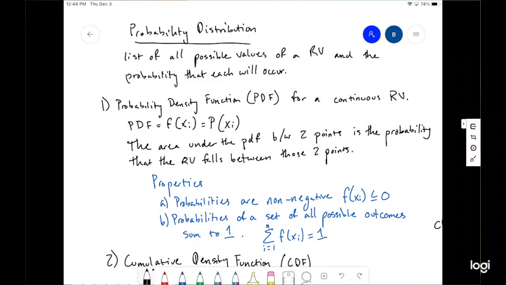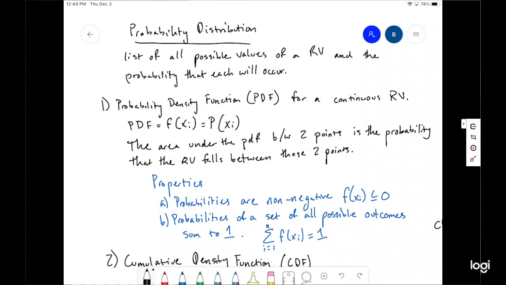Okay, now let's talk about probability distributions. A probability distribution is a list of all possible values of a random variable and the probability that each will occur. So we have two ways to represent this. A probability density function, or a PDF, and for a continuous random variable it's written PDF equals f of x, or small f of x, equals, which could also be written p, or the probability of x.